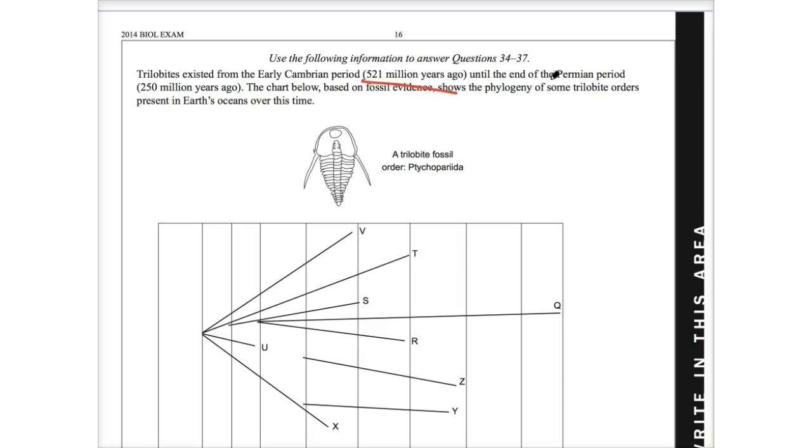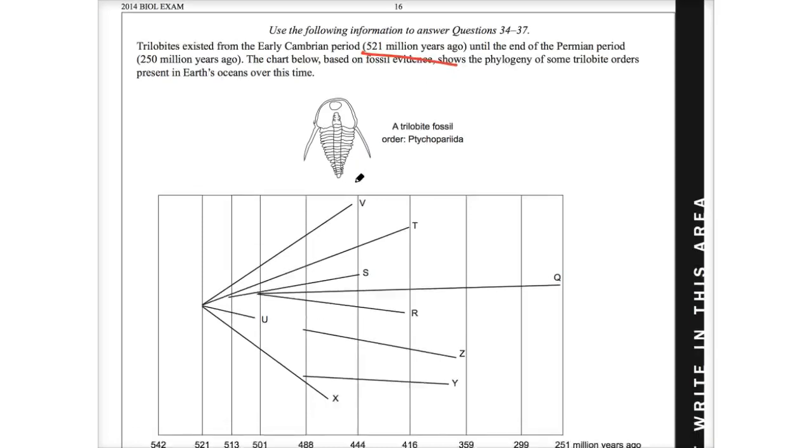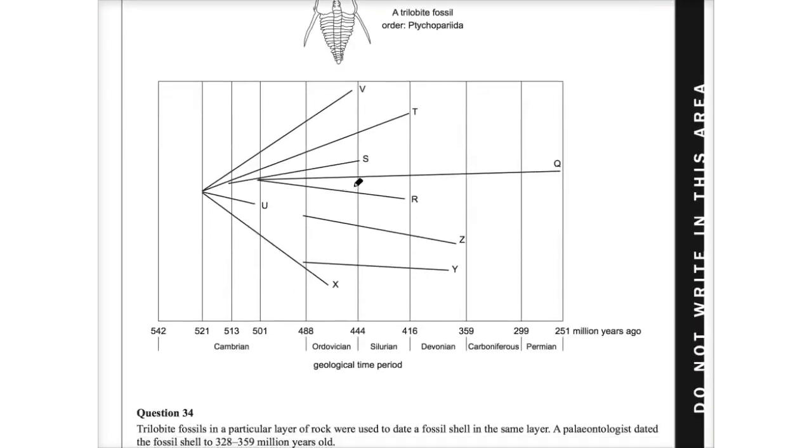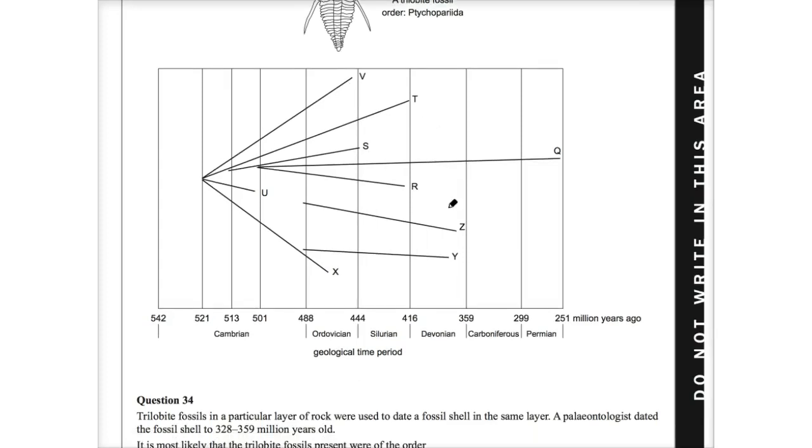Until the end of the Permian period, 250 million years ago. And so looking at this chart below, this is based on fossil evidence, and it shows the phylogeny of these trilobites across that time. So let's jump straight to the question.